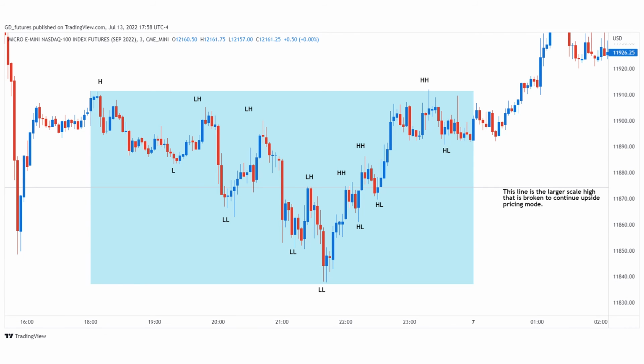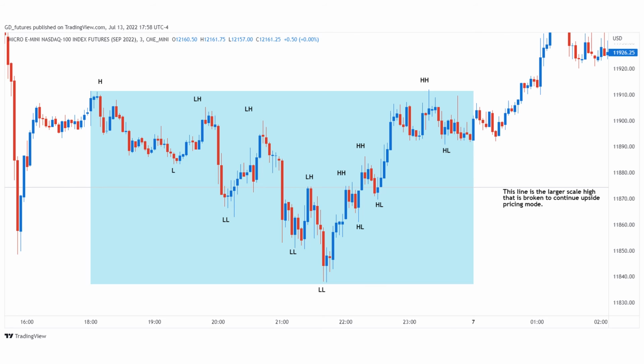And on this chart is the second higher blue rectangle, the second example we've seen. So this is a lot cleaner. What do we have here? Well, we have a 3-minute chart. We have a high, we have a low, we have a lower high, lower low, lower high, lower low, lower high, lower low, upside pricing mode.